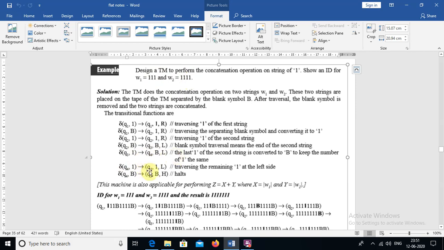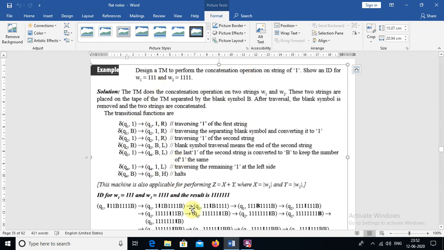So again you need to travel to the left, whenever you find a 1 you replace it with 1 only and move left, until you find the blank. The blank is replaced with a blank only, and finally it halts. So these are the transition functions for the concatenation operation of the Turing machine.